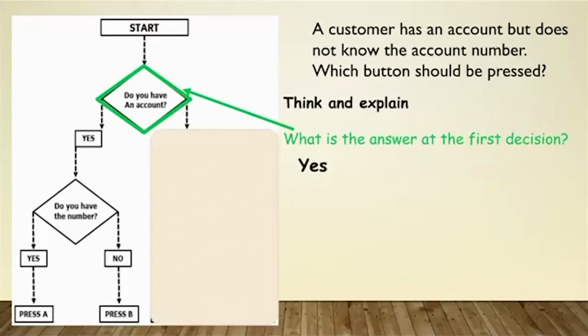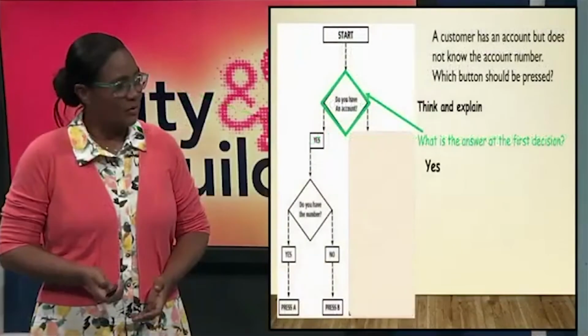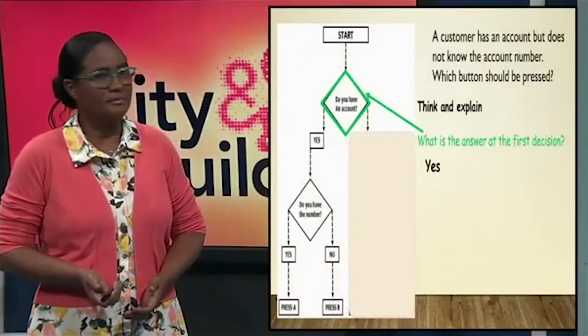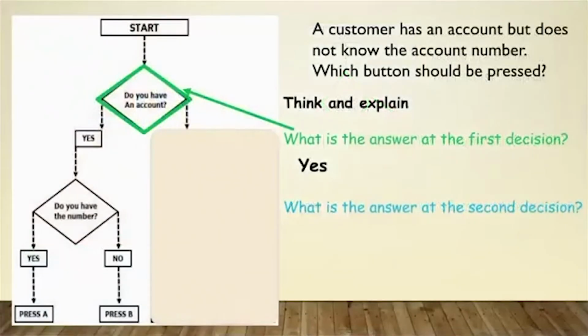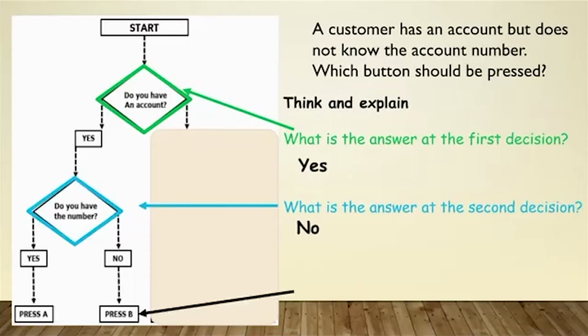So once you have said yes to the first decision, then what do you do? You can blank off the other side of the step. What about the next decision? Here's the next decision, right here. The second decision box. What's the answer? We said that that answer was no. He doesn't know the number. So therefore, he would press B.